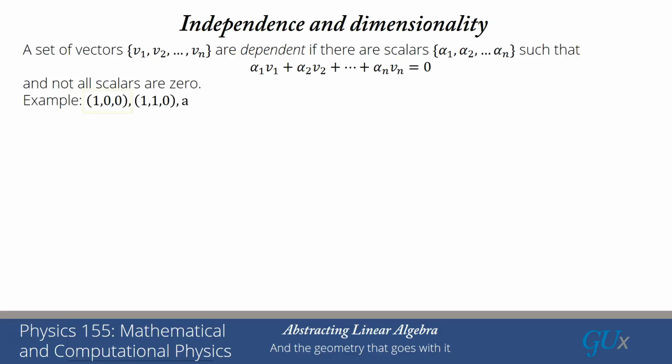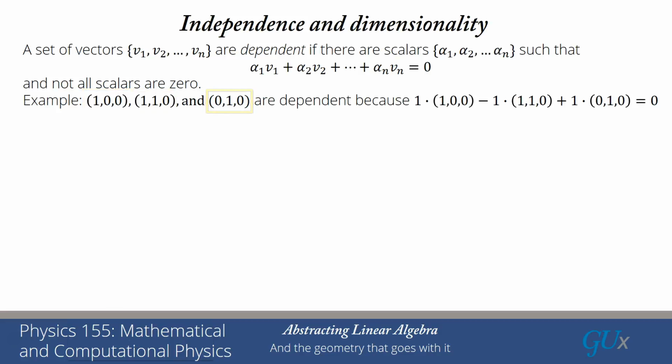And as an example, if I have the three vectors (1, 0, 0), (1, 1, 0), and (0, 1, 0), they're going to be dependent because 1 times (1, 0, 0) minus 1 times (1, 1, 0) plus 1 times (0, 1, 0) is equal to 0. And you can easily see that those vectors, because the sum of the first plus the third is equal to the second, are clearly dependent upon one another.